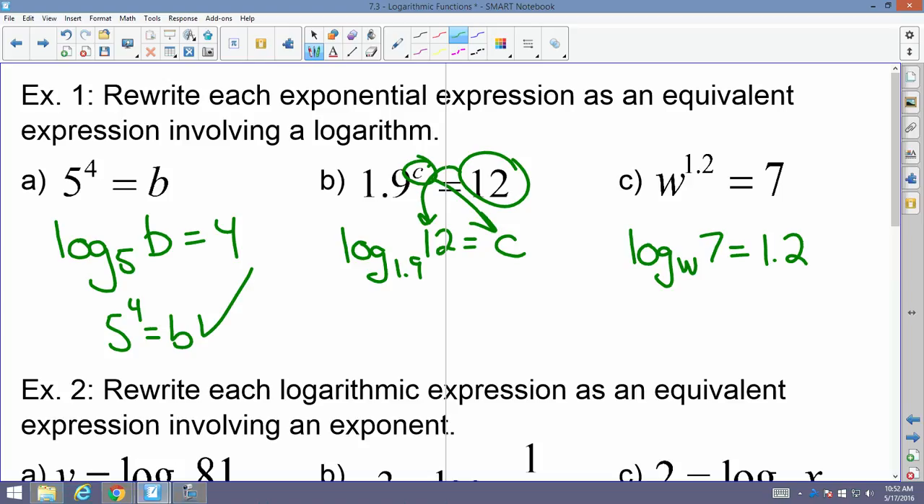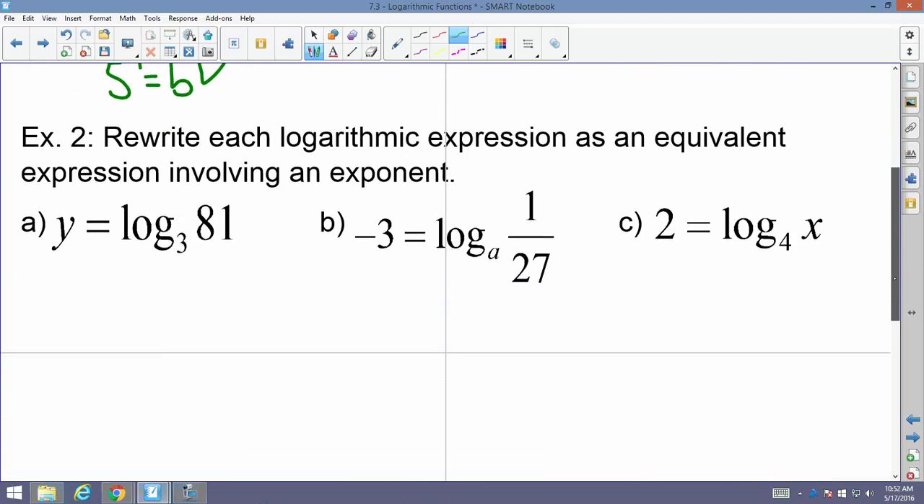Okay. This isn't an answer. This is just rewriting it. These are equivalent expressions. We haven't solved yet. Okay, we haven't solved yet. Great question. Thank you, my brother. No, thank you. Now, let's continue practicing rewriting.